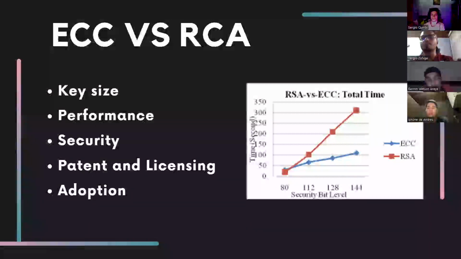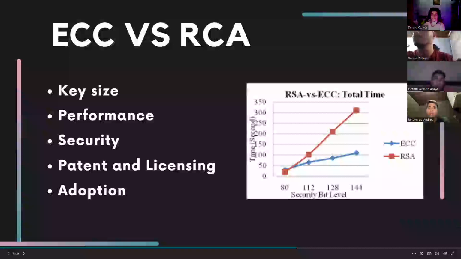Well, now I'm going to talk about the ECC versus the RSA. The ECC and the RSA are both widely used public key encryption algorithms. They are used to secure communication, protect sensitive data, and provide digital signatures. However, there are some significant differences between the ECC and the RSA.